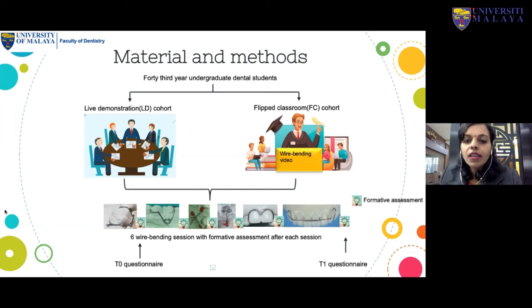For both cohorts, the skills of wire bending were taught in a standardized manner with identical steps and standardized rubrics for each wire bending. They were taught to bend 6 wire components of removable appliances, which are the Adams clasp, buccal canine retractor, palatal finger spring, Z spring, Southend clasp, and also a Hawley labial bow. After each type of wire bending task, formative assessment was undertaken. A validated self-reported questionnaire was distributed to the students after submission of the first wire bending and also the last wire component, which was T0 and T1 respectively.